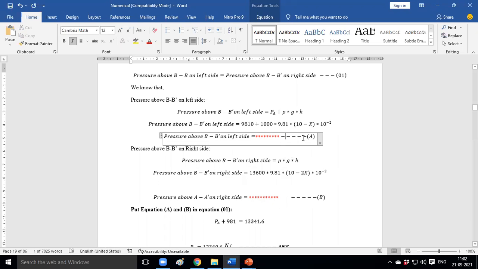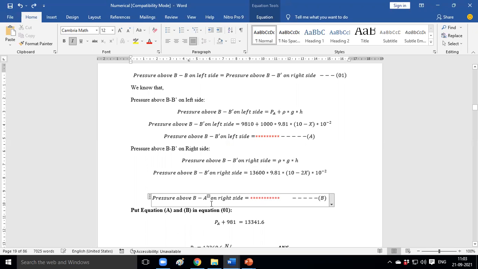Okay, so the value of A is in terms of x. Again, the value of the pressure above BB dash on the left side is in terms of x. That is equation number A. So the pressure above AA dash, BB dash on the right side is in terms of x.